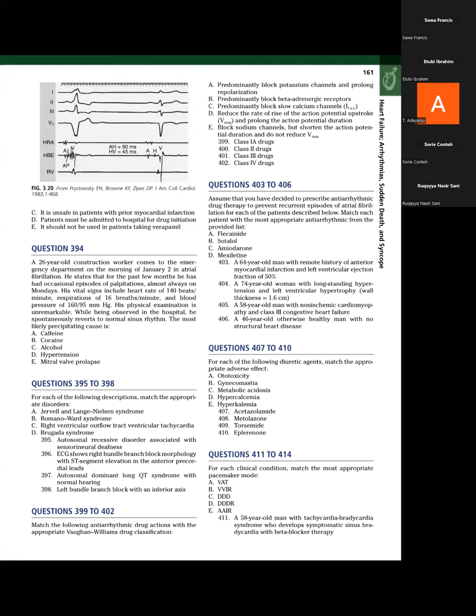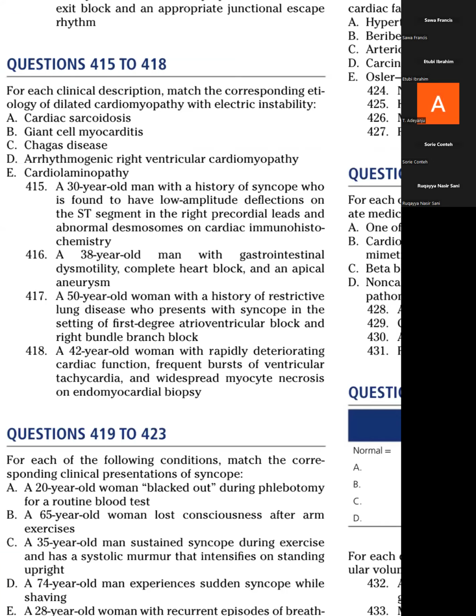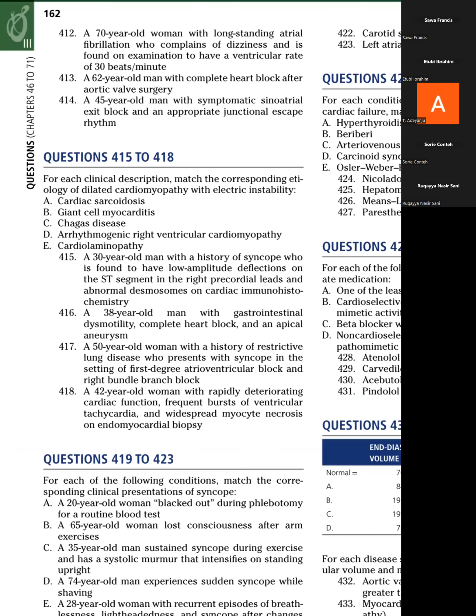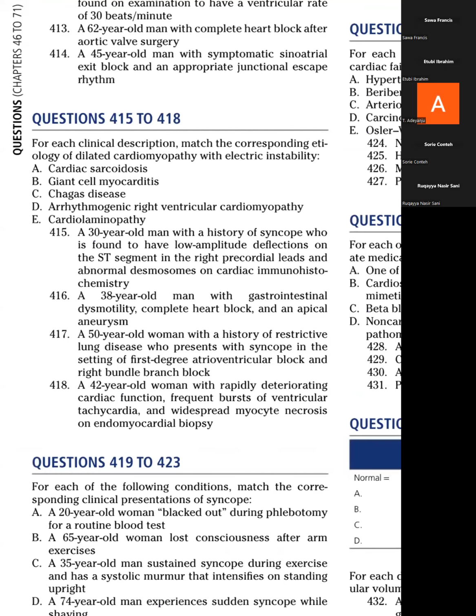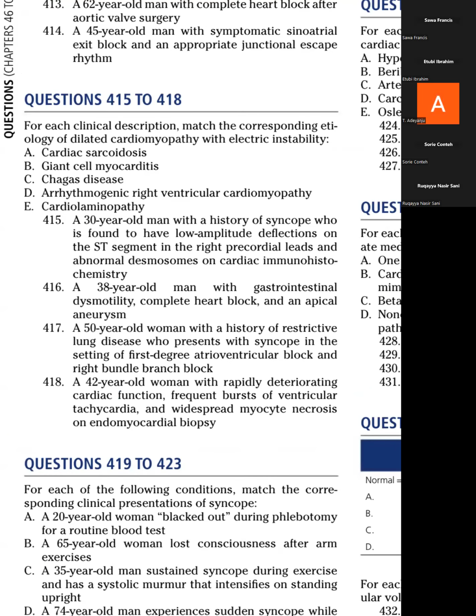Okay, if there are no more comments, we'll move to the next. The questions are in blocks of four. So now 415 to 418. For each of the clinical descriptions, match the corresponding etiology of dilated cardiomyopathy with electrical instability.